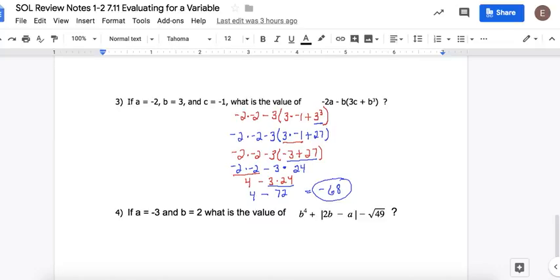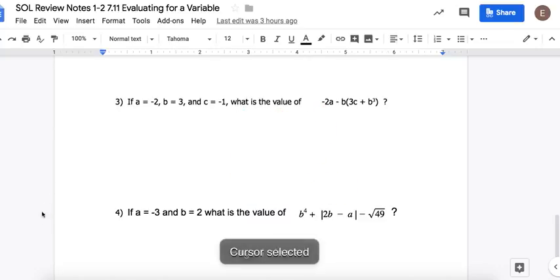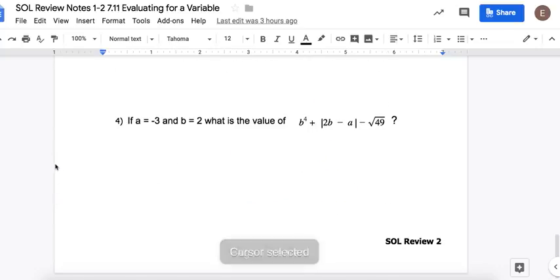So now, if a equals -3 and b equals 2, what is the value of b to the 4th power plus absolute value of 2b minus a? And then finally, we subtract the square root of 49. So we have to remember that there's an absolute value symbol around 2b minus a. And remember, absolute value is the distance from 0. And distance is always positive.